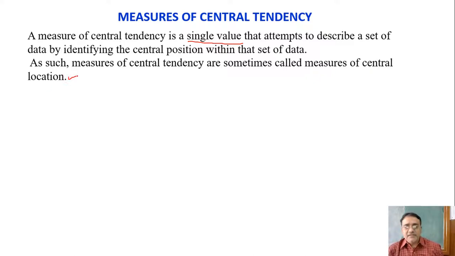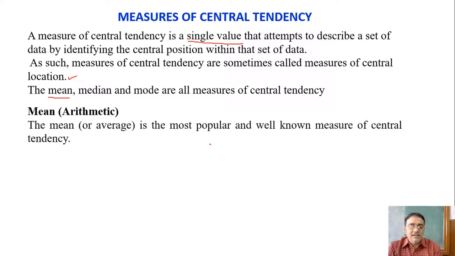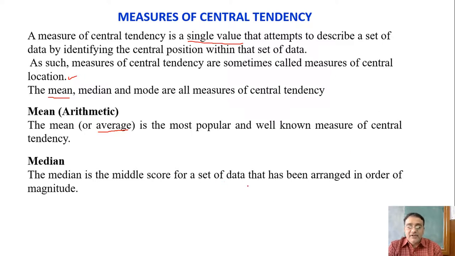There are 3 measures of central tendency you have already studied in class 7: mean, median, mode. So mean is nothing but the average of numbers. Arithmetic mean बोलते हैं इसको. It is the most popular and well known measure of central tendency. The next one is median. What is median? You studied in class 8. Median is the middle score, middle term for a set of data that has been arranged either in ascending order or descending order. ठीक है?